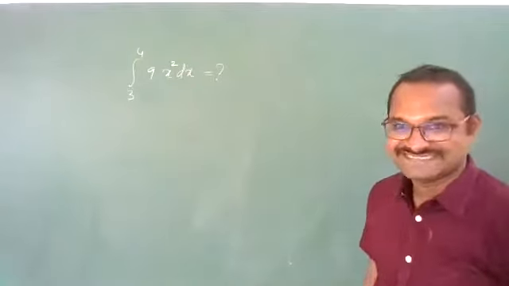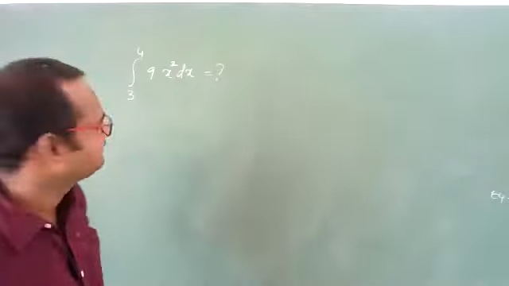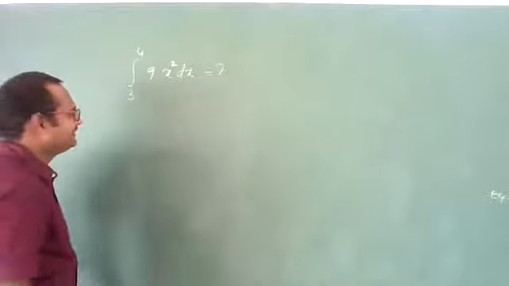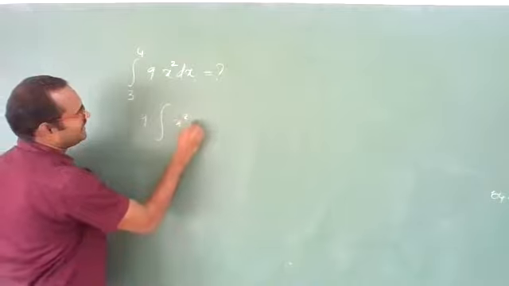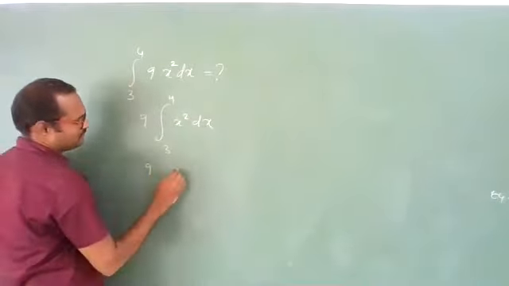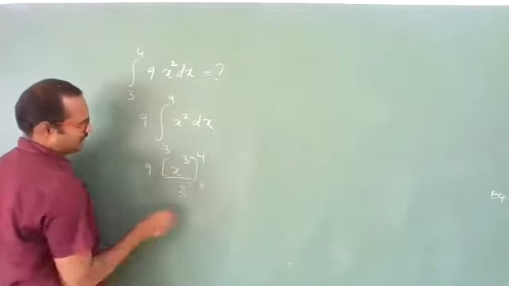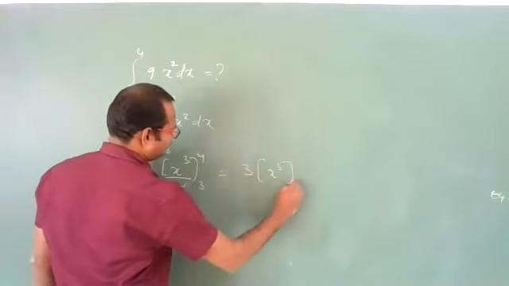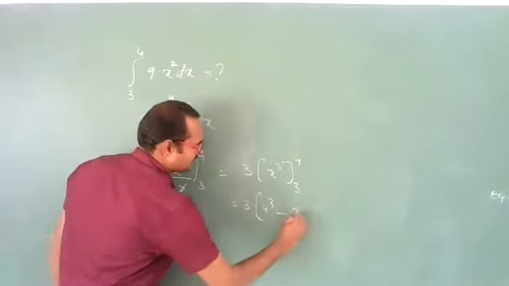Triple one. Yes, good, Bhumika. Spurti, good. Yes, you are doing. So 9 is constant. Take it out of the integration: 9 into integration of x square dx from 3 to 4. Integration of x square is x cube by 3, with x ranging from 3 to 4. 3 ones are 3, 3 threes are 9. So you will get 3 into x cube from 3 to 4, that is 3 into 4 cube minus 3 cube.